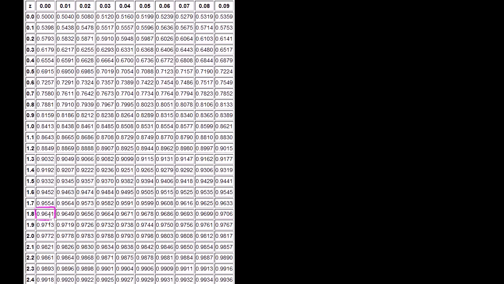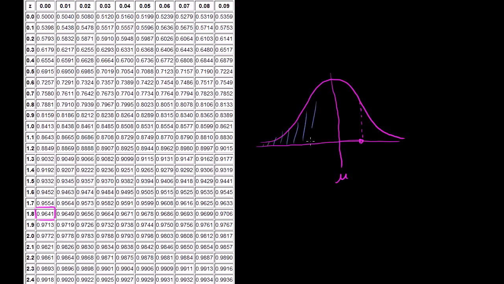Now you get this 0.9641 number, but be very careful. So if I draw a normal distribution, let me draw a better normal distribution, and this is our mean, this 0.9641 number tells us the probability that we are less than 1.8 standard deviations above the mean. So this is 1.8 standard deviations up here, and this is our mean right over here. This is giving us this entire area right over there.